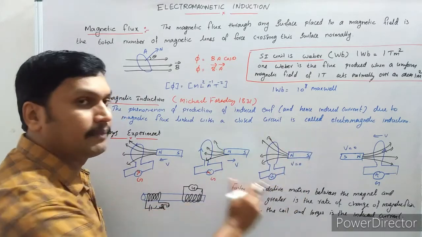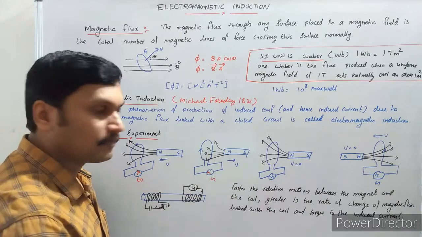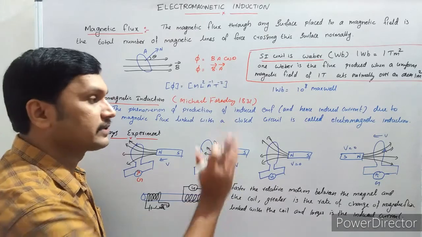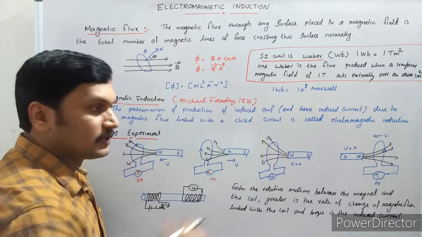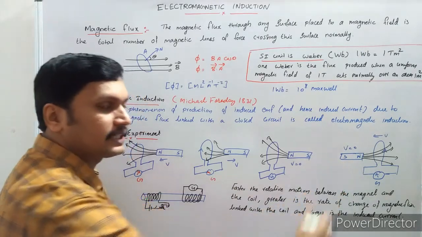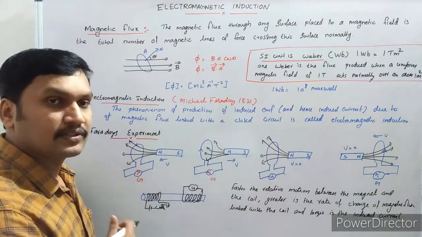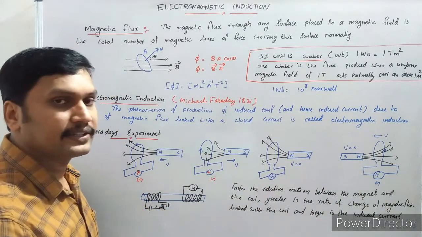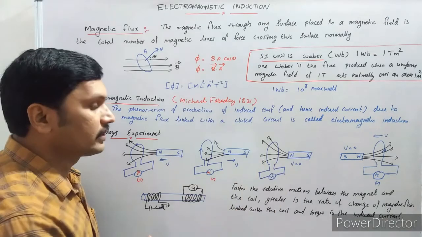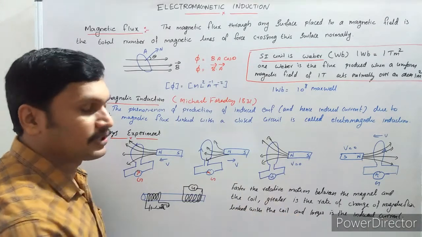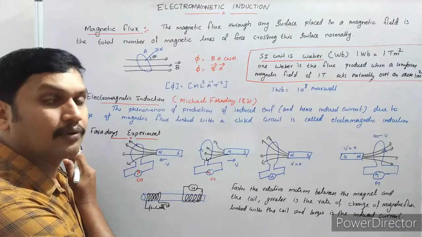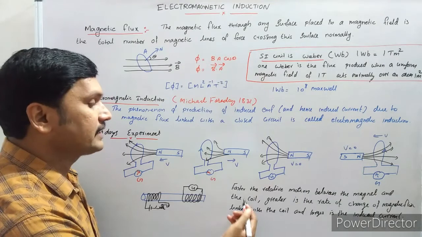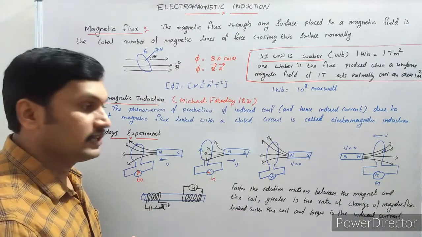In this case, there is no current because there is no flux change. The flux is constant here. There is no relative motion between the magnet and the coil. That's why there is no deflection. In this case, even though the magnet is fixed, the coil is moving towards it, so the flux associated with the coil increases. That's why there is a production of current in this coil. However, we can conclude that if you are increasing the velocity of approach, the faster the relative motion between the magnet and the coil, the greater is the rate of change of flux.